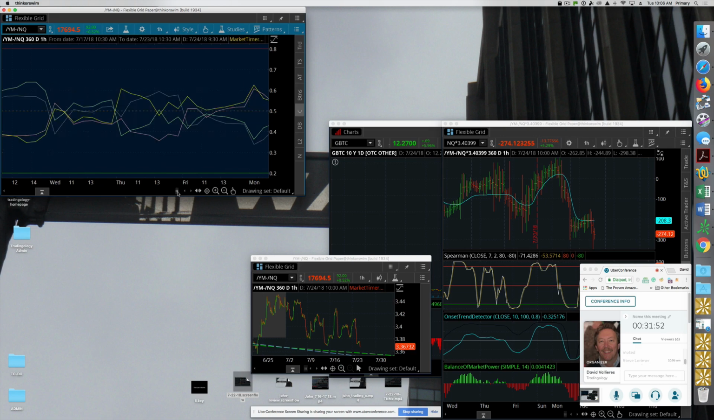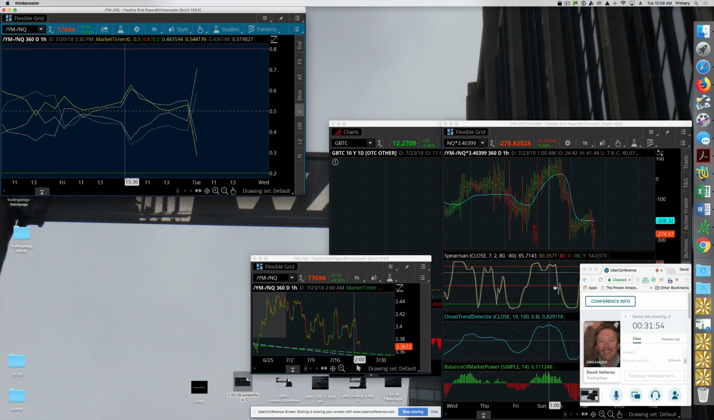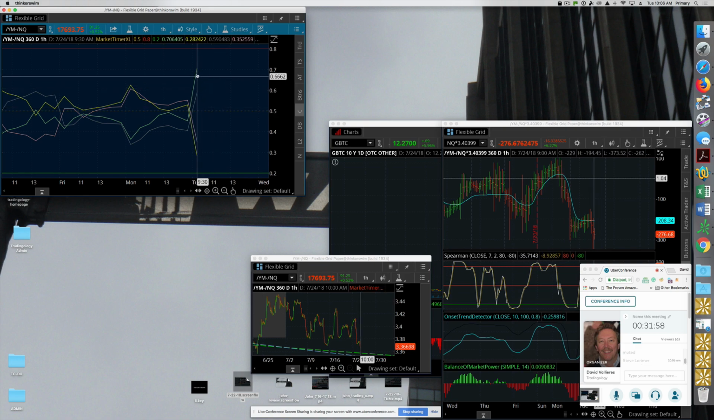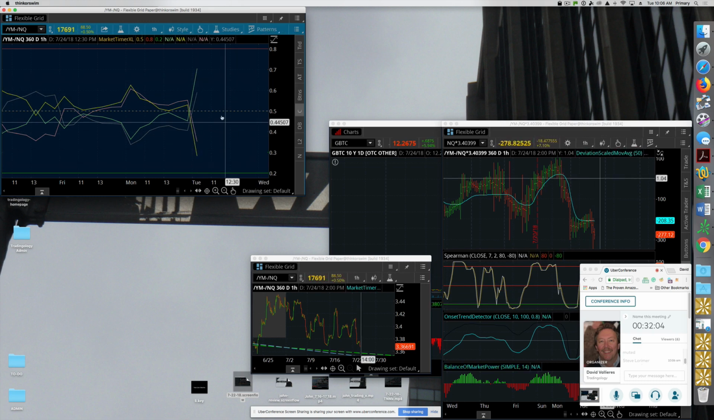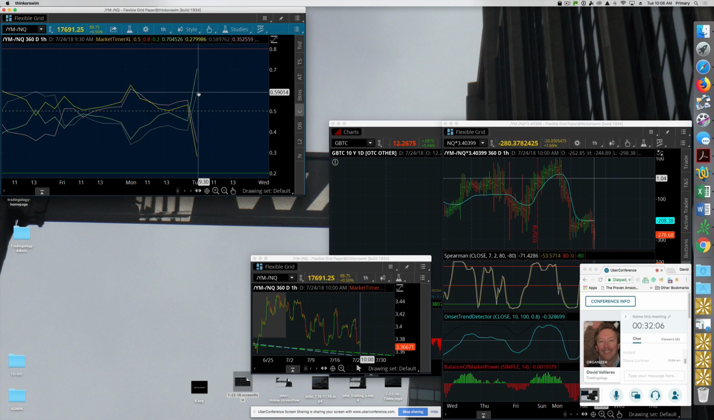Remember that the green line is the number of advancing issues. The gray line is the volume that's going into those issues. And so there's pretty good separation. The gray line is at 0.59. Green line is at 0.70.